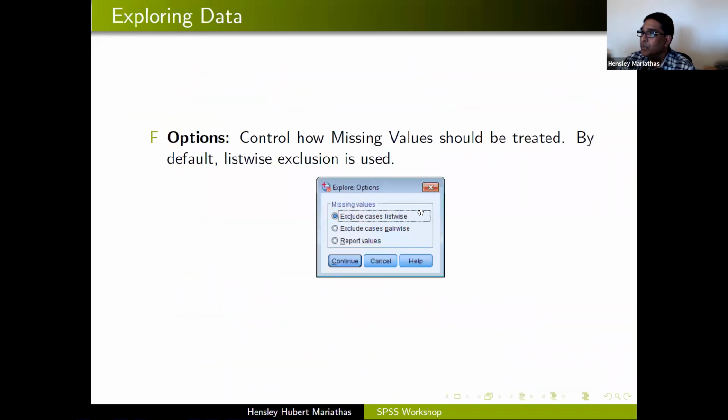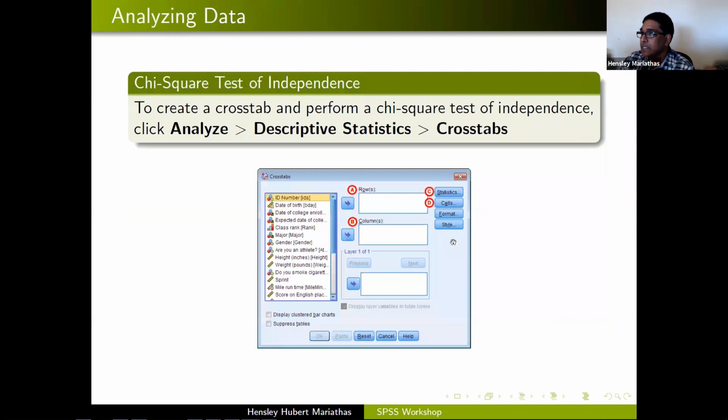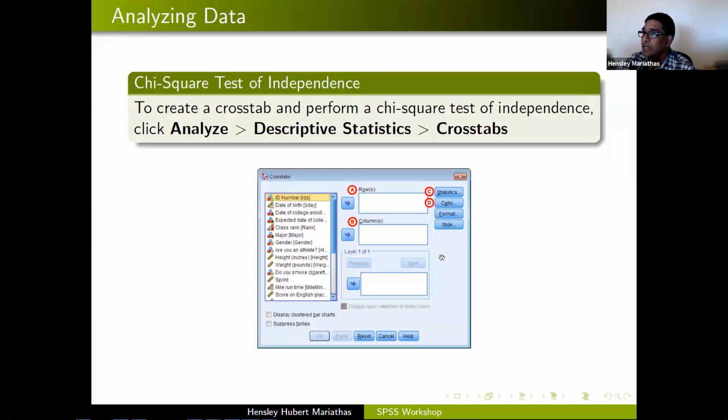So before the analysis, this is an example. What are the inferential statistics for association? What kind of inferential statistics for comparing means? It depends on the sample: 1 sample, 2 samples, paired samples, or one-way ANOVA. You have to think about what needs to be carried out, right? So it depends on the data in your hand.